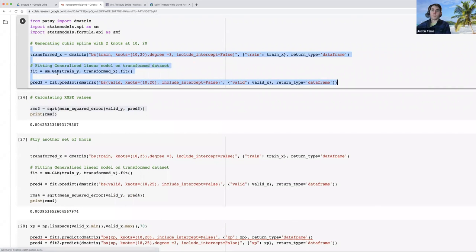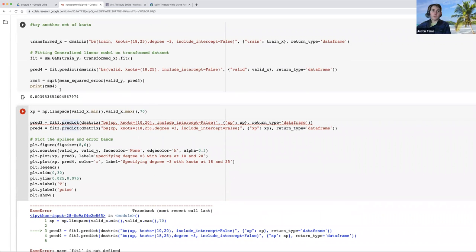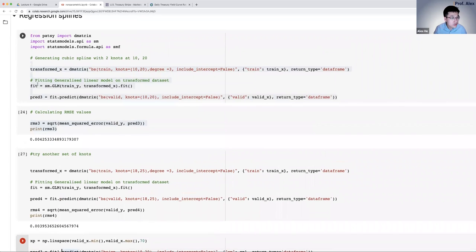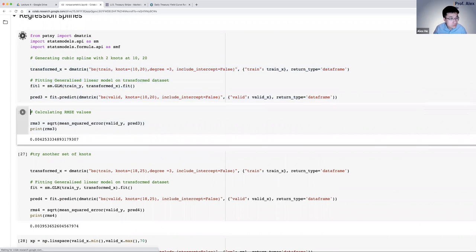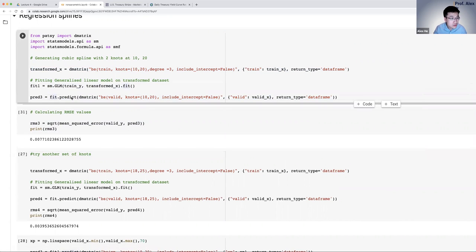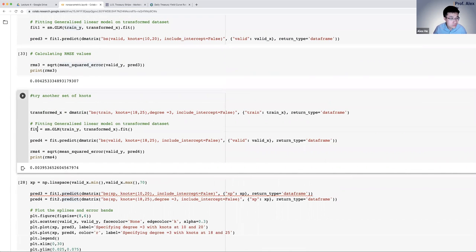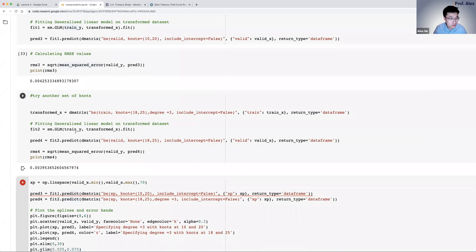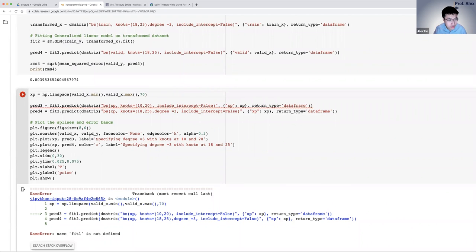You don't have fit one and fit two defined. Okay, so I think I should call this one fit one and call that one fit two. And I have to change this one too. Because for the graph, we also want to fit the values to a range of the x's, not only the ones in the validation set.